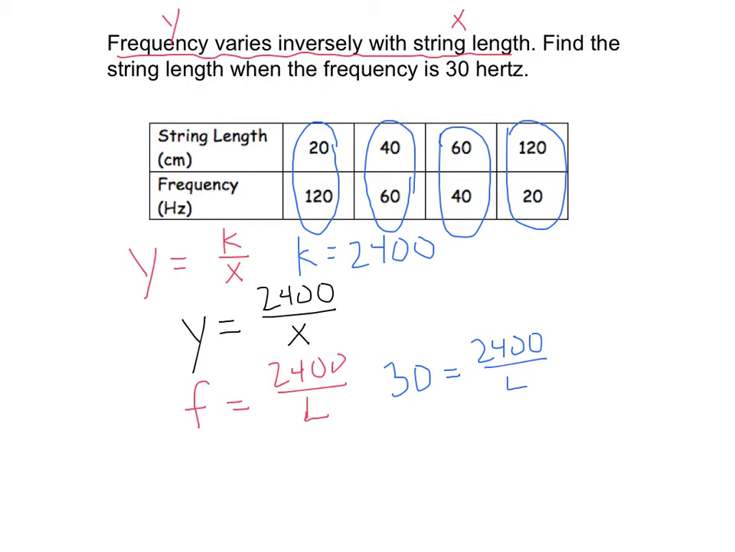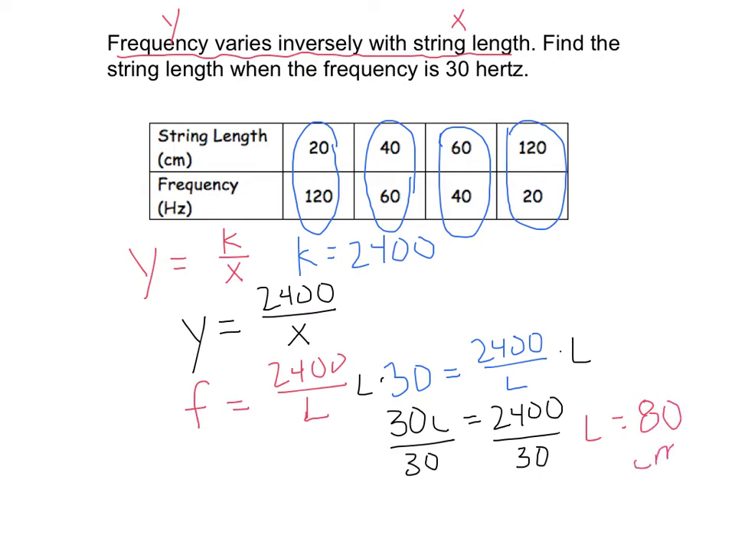Now let's solve for the length. To do this, the first thing we have to do is multiply both sides by the length. So 30 times the length equals 2,400. Divide both sides by 30. And we get a string length of 80, and in this case it's centimeters. So here was a perfect example of where getting that equation first helps us find more information about the situation.